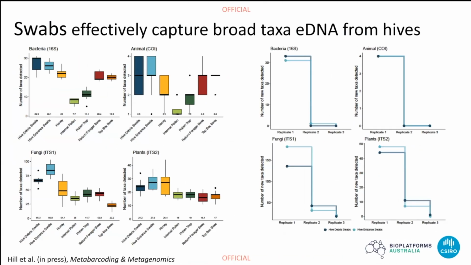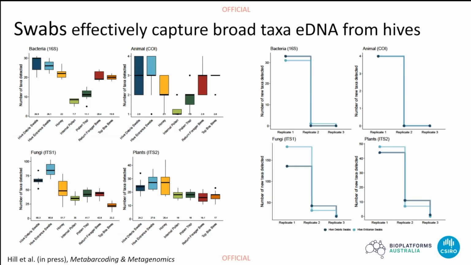I just want to finish with some other experiments we've been doing that's exploring the use of hive eDNA more broadly for biosecurity. And one of those experiments was doing a comparison of some common hive sample types for the broader eDNA detection.